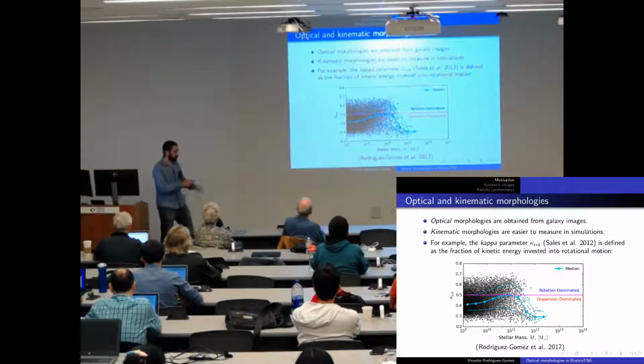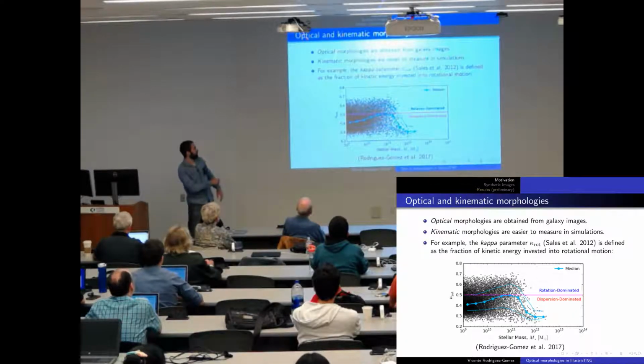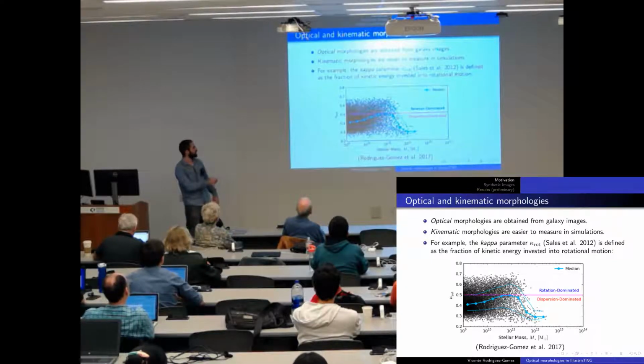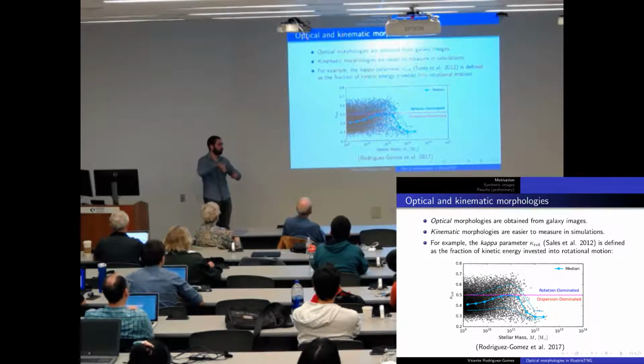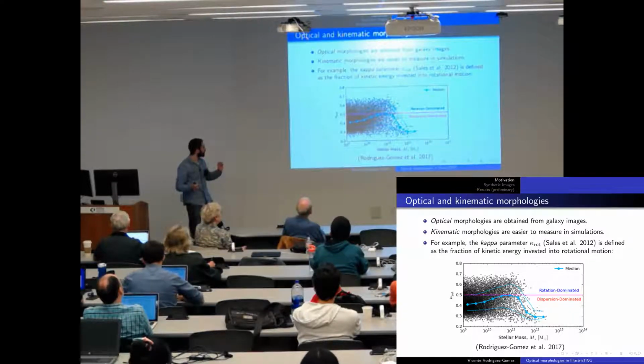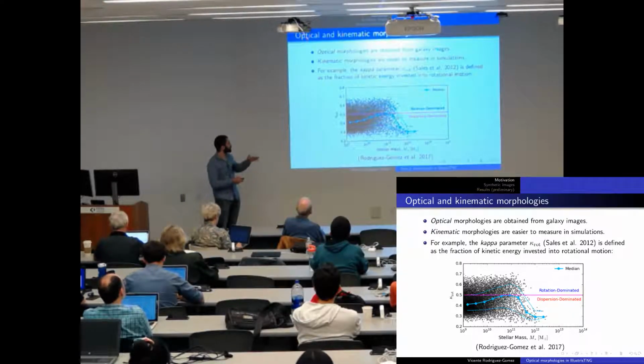Just to clarify some of the terms, I refer to optical morphologies as anything that is obtained from an image. Kinematic morphology is something that all theorists like to do because it's easier. You just measure the fraction of stellar particles in circular orbits. That's easy to do, but it's harder to do in observation.